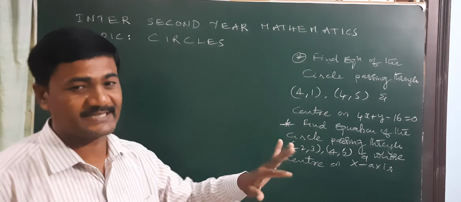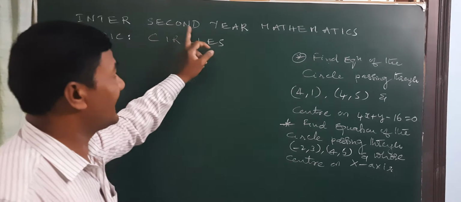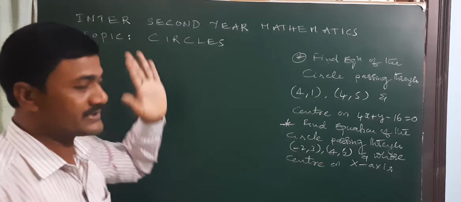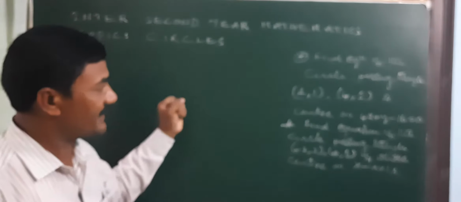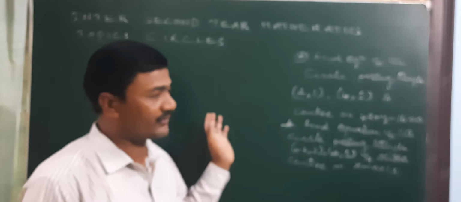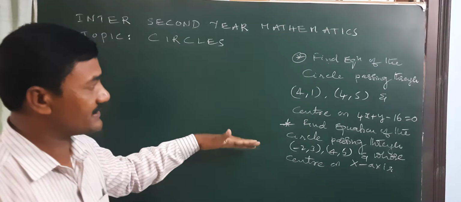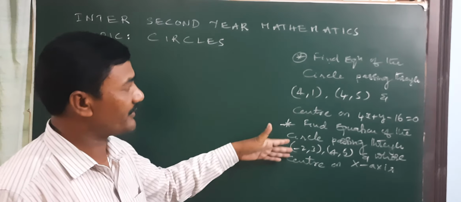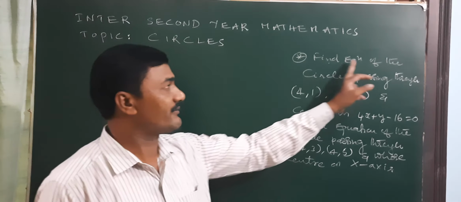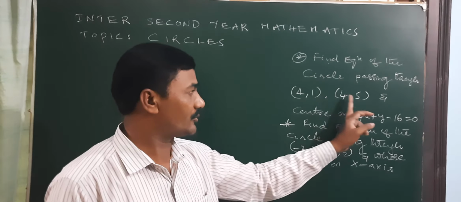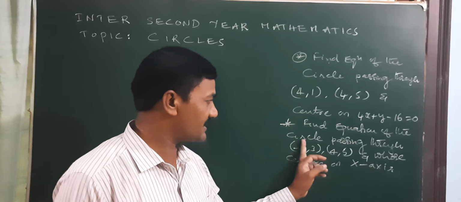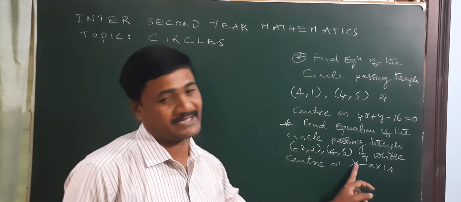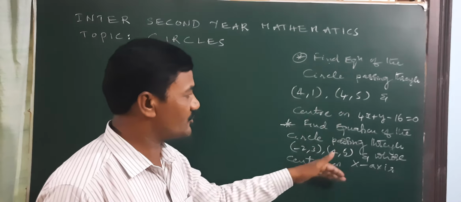Today we are going to discuss intermediate second year mathematics. The topic is circles. In previous videos we already discussed some important definitions, problems on circles, and essay questions. Some more problems we will discuss in today's class. Find the equation of the circle passing through two points and whose center lies on a given line, and find the equation of the circle passing through two points and whose center is on the x-axis. These two problems are very important for academic exams.